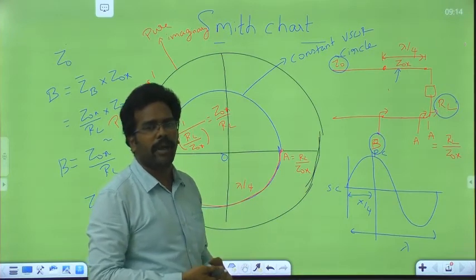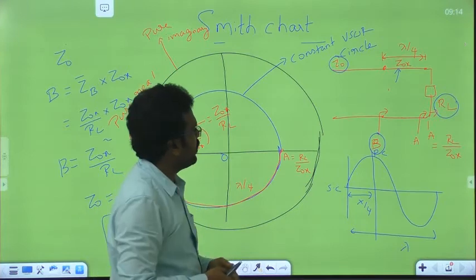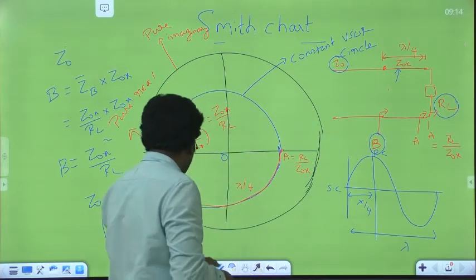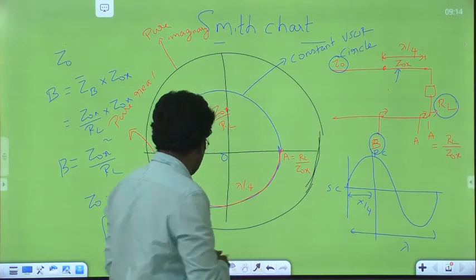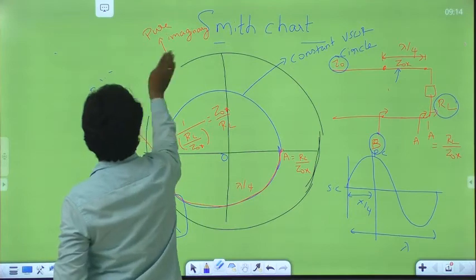To overcome this drawback, we are going for a single step matching technique. Before that, here the load is real. In case it is complex, how do we do impedance matching? That is case 2.